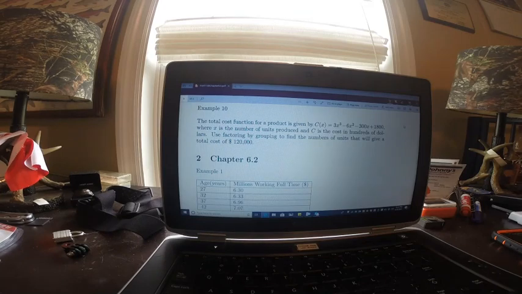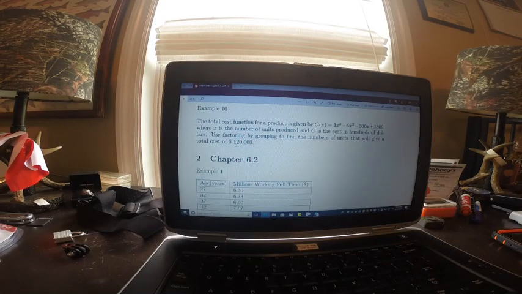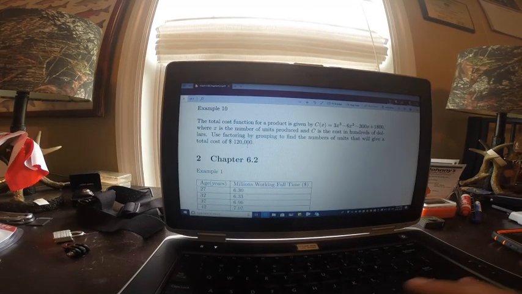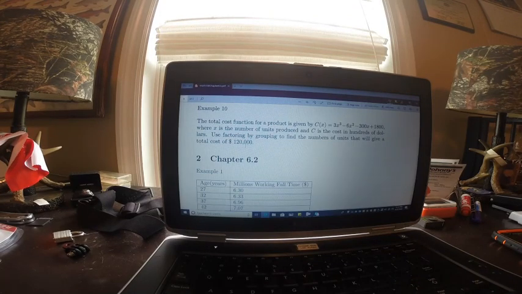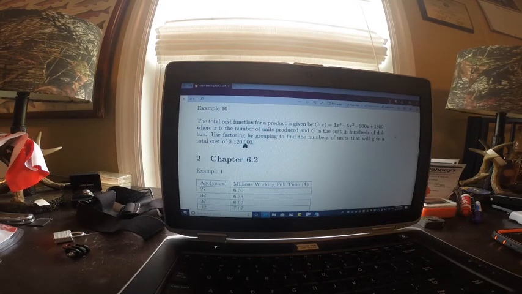Number 10 says the total cost function for a product is given by, where x is the number of units and c is the cost in hundreds of dollars. Use factoring by grouping to find the number of units that will give a cost of $120,000. Okay. Now, we're going to use factoring by grouping, but first thing we need to note here is that c is the cost in hundreds of dollars. Okay. Our hundreds place is right there. So the c that we're going to use is going to wind up being 1,200.